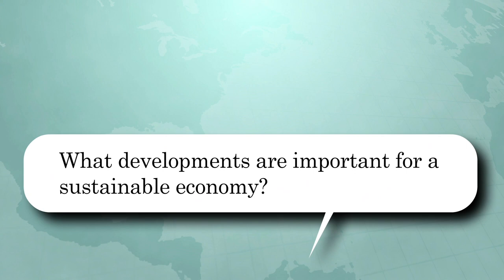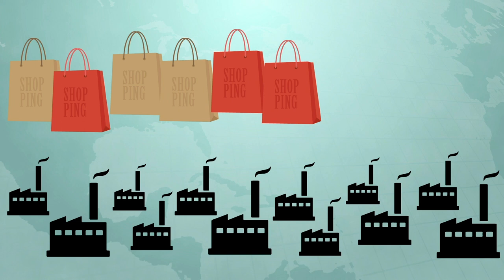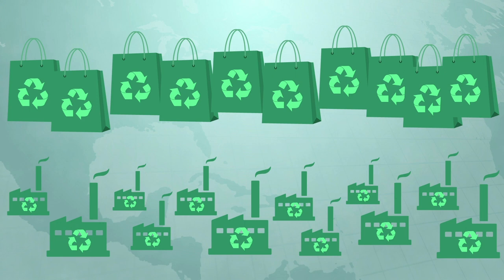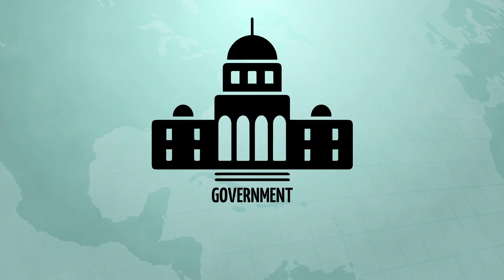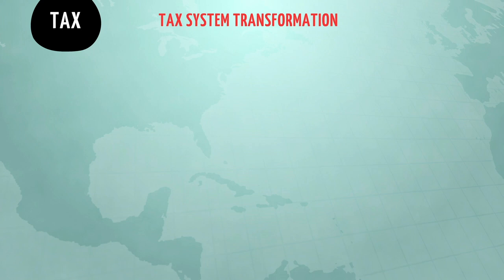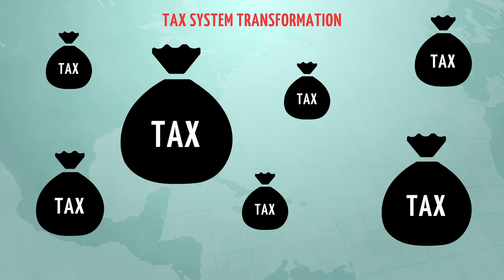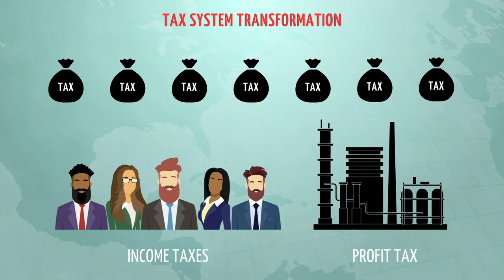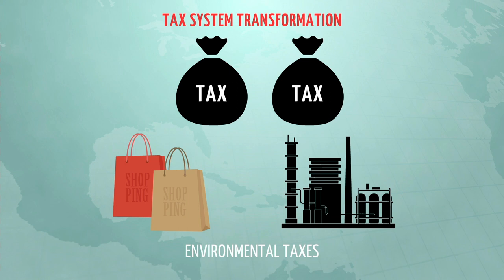What developments are important for a sustainable economy? To achieve a sustainable economy, the challenge is to phase out polluting industries and change damaging consumer spending patterns. The government plays a key role in this transition, using new legislation and financial stimuli. More radical policymakers talk about the need for reformation of the tax system. Income and profit tax aren't the right instruments to achieve clean technology and a change in consumer behavior. The only way to achieve cleaner technologies and effect a change in spending patterns is to impose proper environmental taxes.